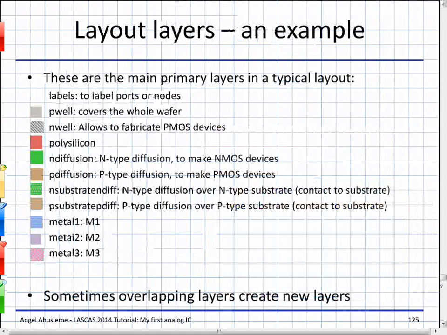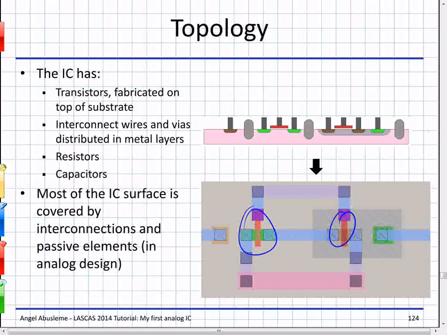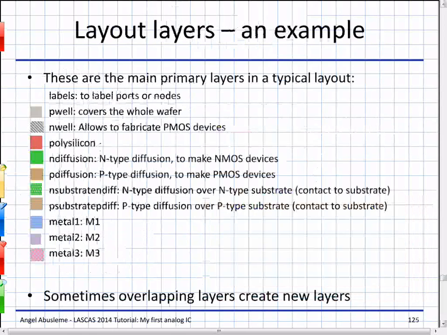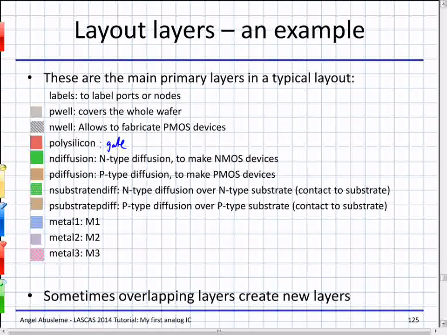So when we do a layout, we use layers. We use different layers, right? We use, for instance, polysilicon for the gate. So that's one layer, polysilicon for gate. Then we use N diffusion to make NMOS transistors. We use P diffusion to make PMOS transistors. We use metals for interconnections.